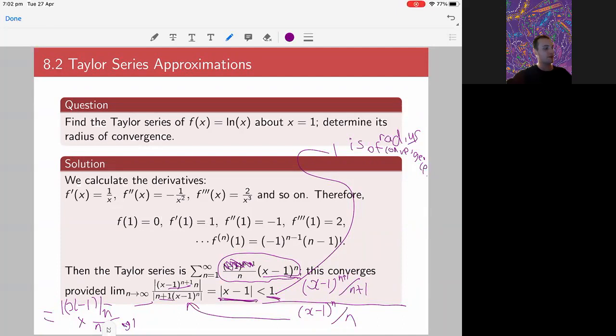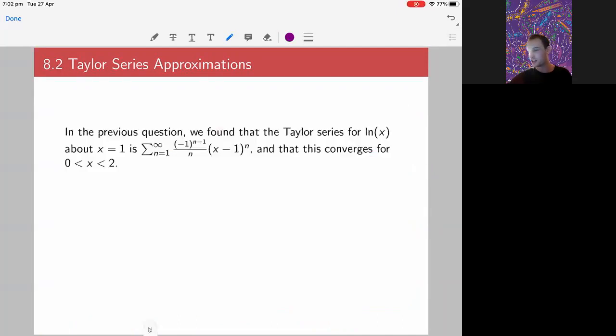Now, I want to take a brief pause and discuss what we just showed. We found the Taylor series. Now remember, this is an infinite sum. And so the question is, does it converge or not? And what we just showed using the ratio test is that this infinite sum converges provided x is between 0 and 2.